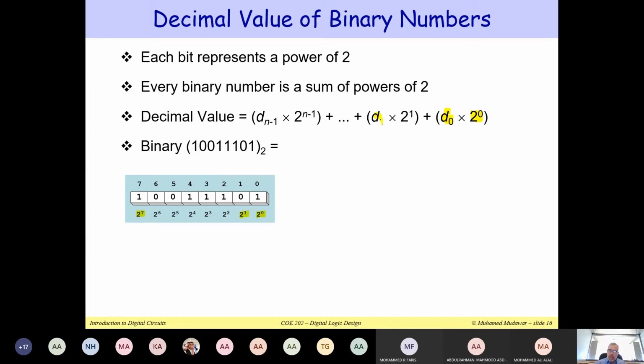Then we go to digit 1, that will be bit 1. It will be multiplied by 2 to the power 1, which is simply equal to 2. Then digit 2 will be multiplied by 2 to the power 2. 2 squared is equal to 4. All the way to the most significant bit. Now, if we have n bits, the least significant bit will be bit 0. The most significant bit will be bit n minus 1. So I write it d sub n minus 1. This must be multiplied by 2 to the power n minus 1.